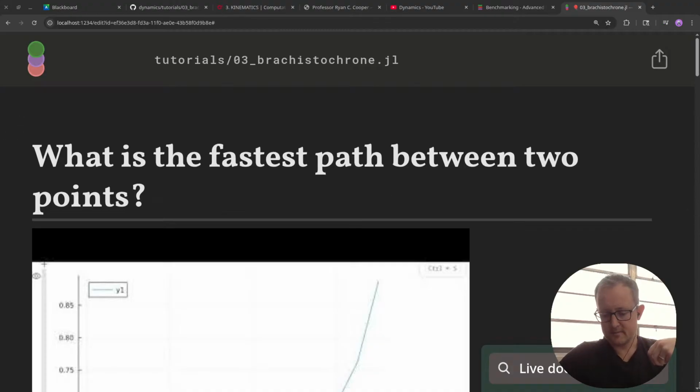I'm picking up where I left off from trying to determine the fastest path between 2 points. And I want to... we are streaming and everything's kind of working out. So that's good. All right, cool.